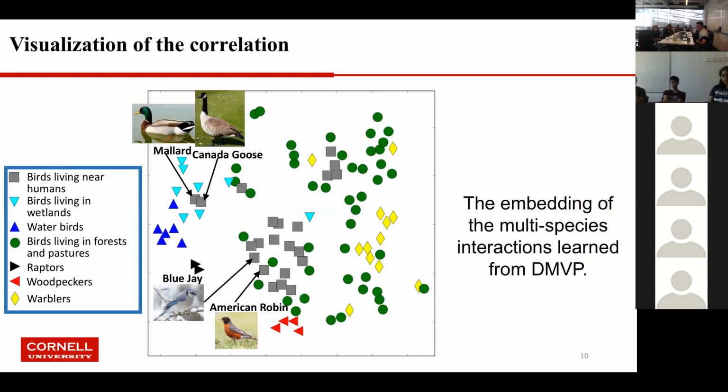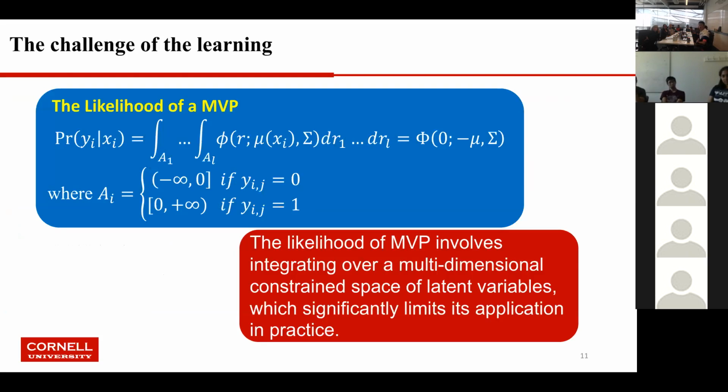Here is a visualization of 100 species of birds learned from our model using the eBird dataset. Here we color different birds according to their habitat preference. You can see this picture reflects some interesting patterns. Though mallard and Canada goose are more likely to be seen near humans, like in the park, they still have very strong correlation with other water birds. This is just an example of the covariance matrix we learned from the multivariate probit model.